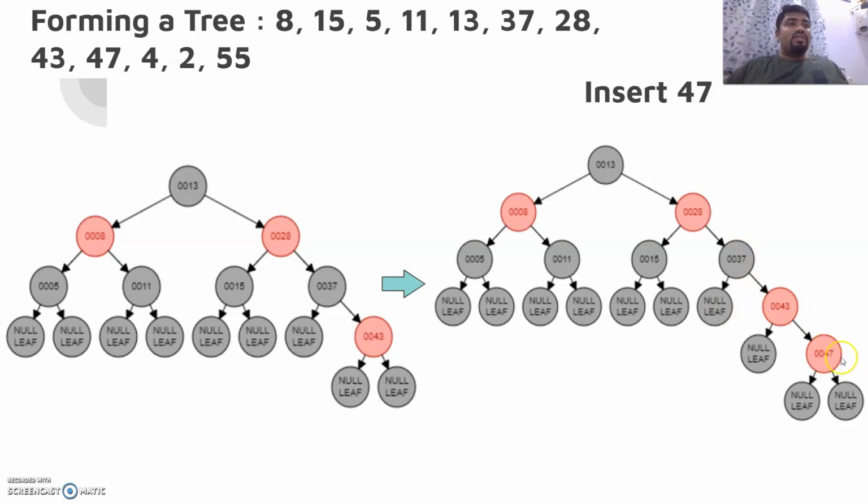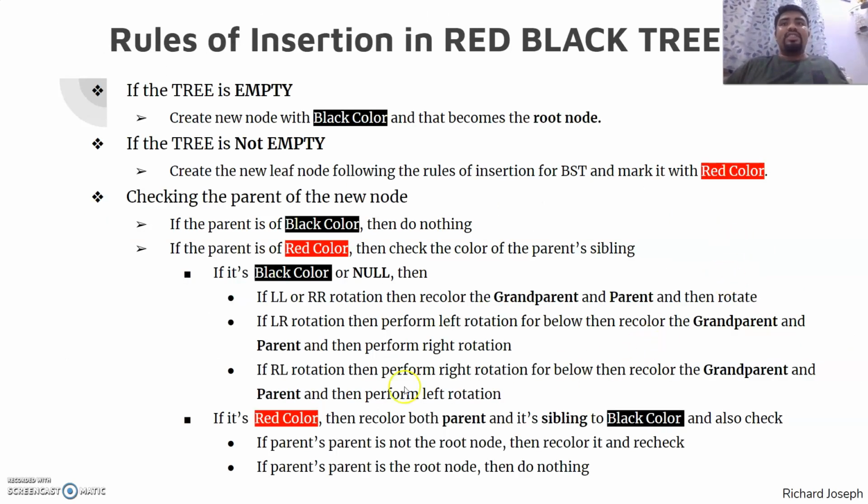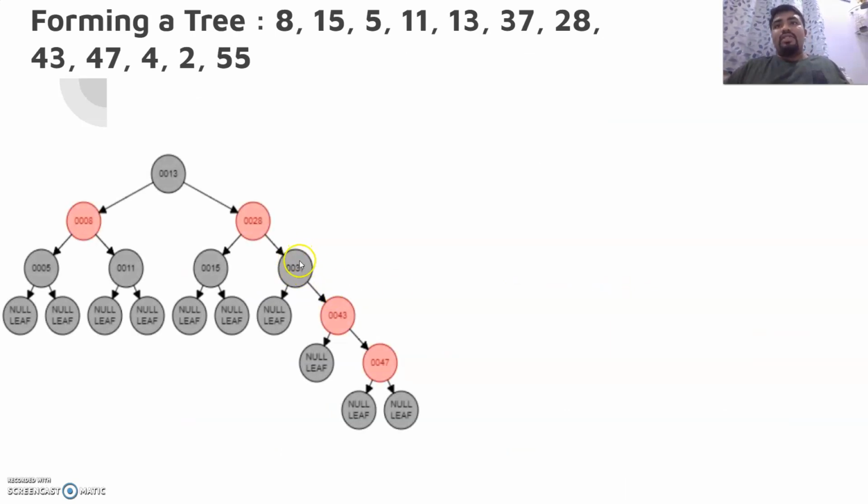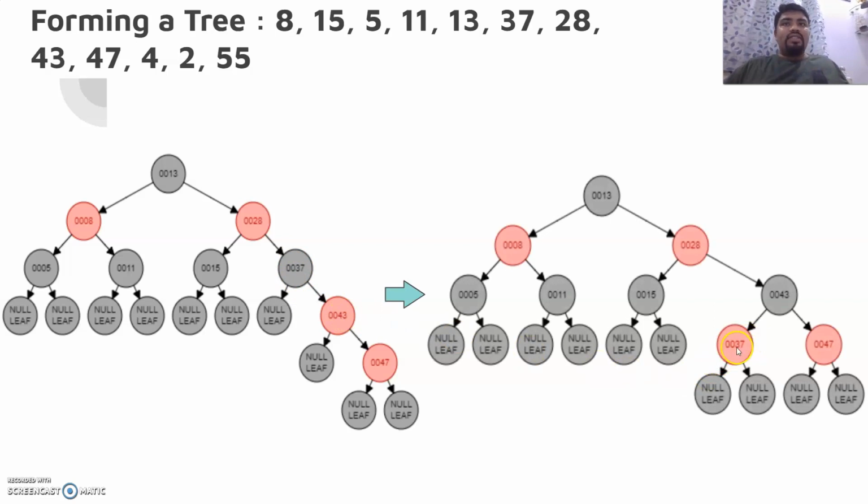So you can see if this is the child and this is the parent in the red-red parent-child conflict, then 37 is the grandfather. If 37 is the grandfather and it is an RR rotation, then first we have to recolor the grandparent and the parent, and then we rotate. So in this case, we have to recolor 37 and 43 first, and then we rotate which? Left side, right? So you can see that 37 will become red, 43 will become black, and then we'll rotate left. So this is how it will look like. 37 coming down, 37 becoming red, 43 becoming black.